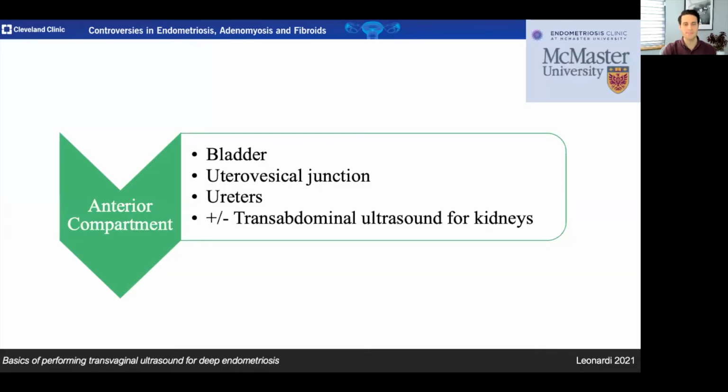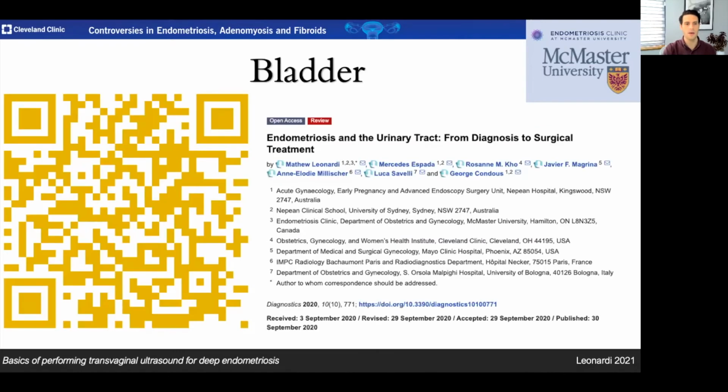The anterior compartment is a rare place for endometriosis to exist, but we want to evaluate the bladder and the ureters primarily. If necessary, we can implement transabdominal ultrasound for the kidneys. Some individuals are doing this routinely, and some are doing it only when severe endometriosis is identified in that anterior posterior compartment. I'd like to encourage you to read this article on endometriosis in the urinary tract, which I was very privileged to write in collaboration with Dr. Ko, and recently published, along with several other authors, as you can see. And so this article is, again, a very descriptive approach to evaluating the bladder and the ureters, in particular for endometriosis.